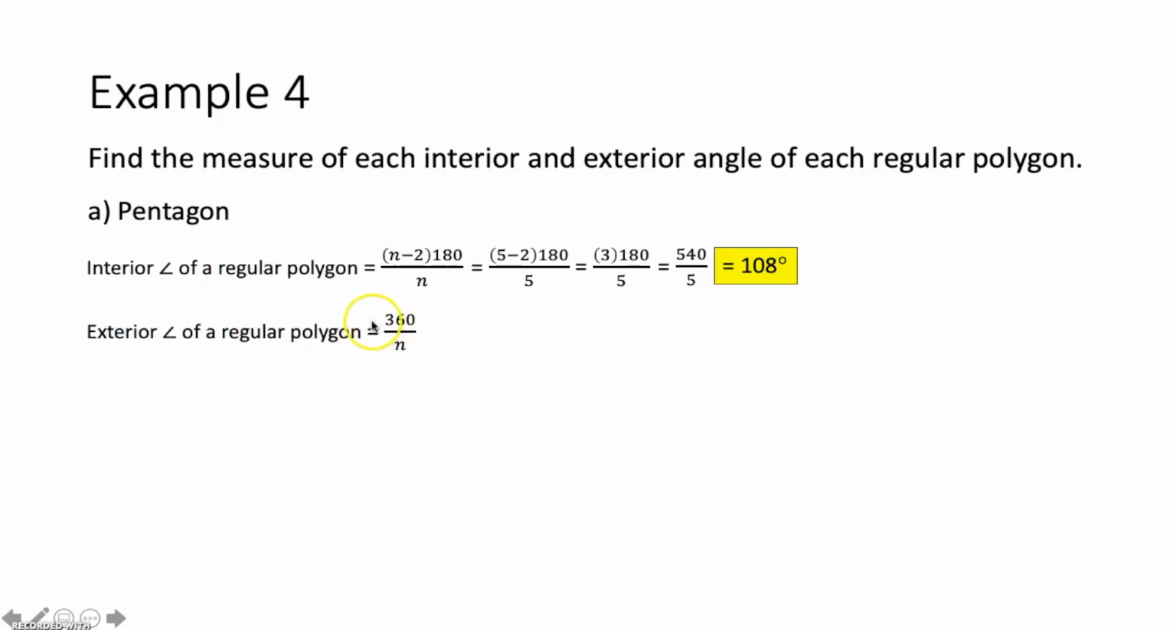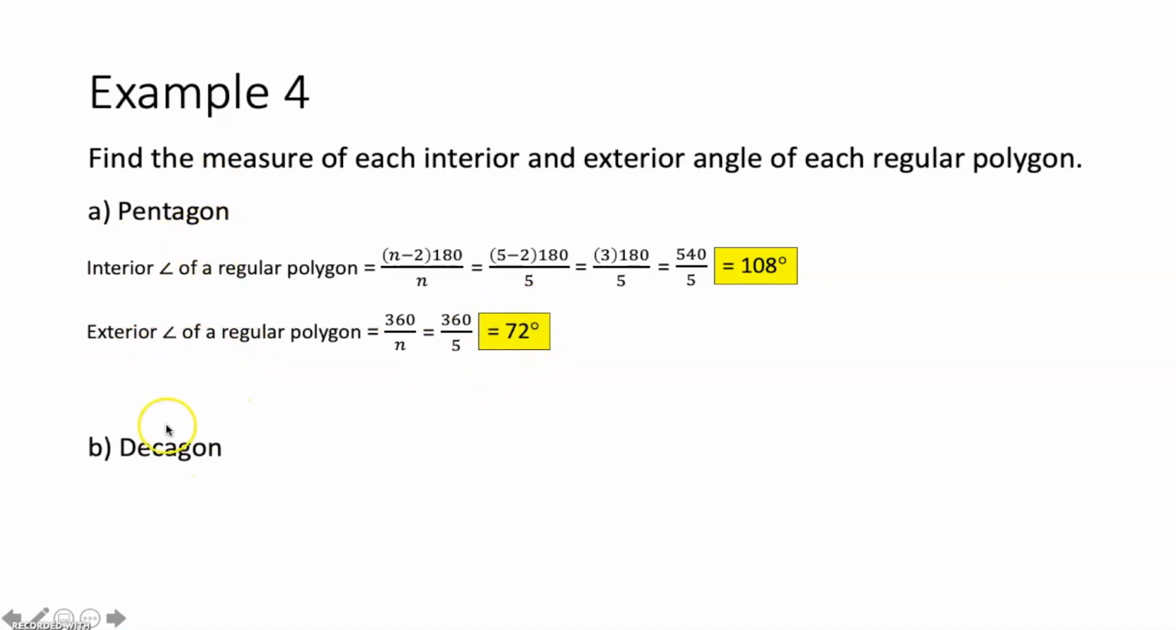If we want to find the measure of one exterior angle in a regular polygon, we just take that 360 degrees and divide by the number of angles, or the number of sides. It's the same number, it's n. So in this case, n is 5 because it's a pentagon. What's 360 degrees divided by 5? That's 72 degrees. So the measure of each exterior angle in this regular pentagon is 72 degrees.